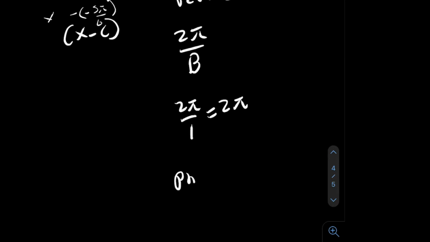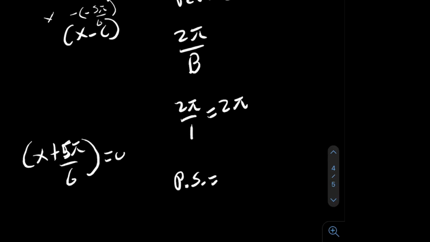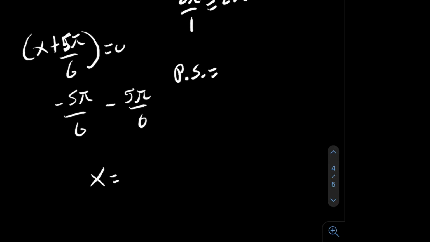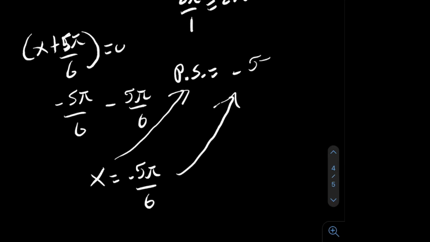Next, we need to find the phase shift. We're just going to call it PS for right now, just to make it simple and easy. And PS, as we said, is found by making this parenthesis equal 0. So in this scenario, it's x plus 5 pi over 6 equals 0. Subtract 5 pi over 6 from both sides, which leaves us with x equals negative 5 pi over 6, meaning that our phase shift, which is essentially our x, is negative 5 pi over 6. Now that we have this, we can now go ahead and graph.